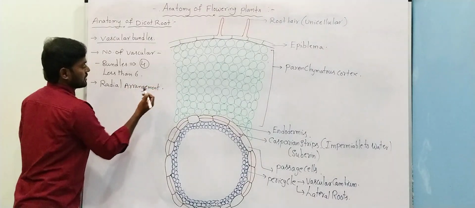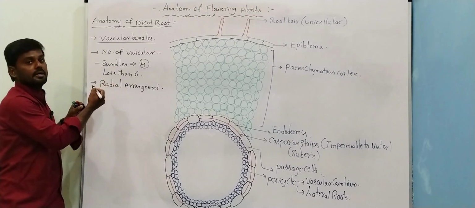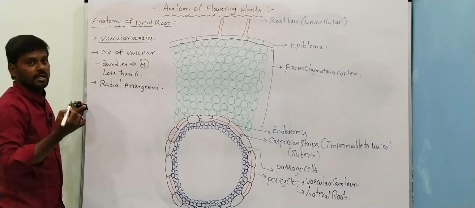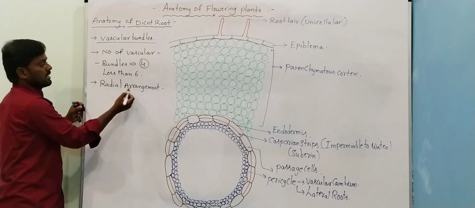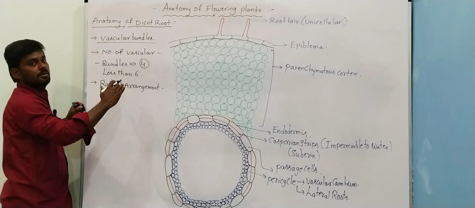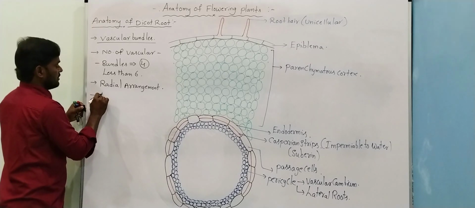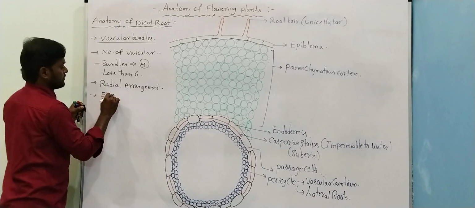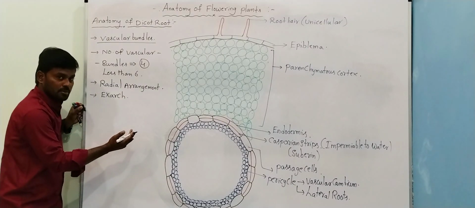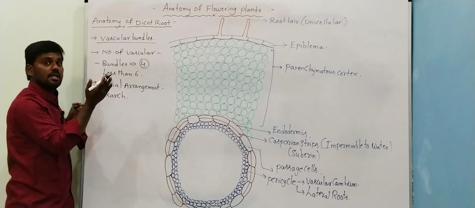Radial arrangement means the xylem and phloem are arranged in an alternate manner. It means the xylem and phloem are arranged on different radii. So that is radial arrangement. And next, here the xylem is exarch. Endarch means the protoxylem is towards the inner side and the metaxylem towards the outside. That condition is known as endarch.